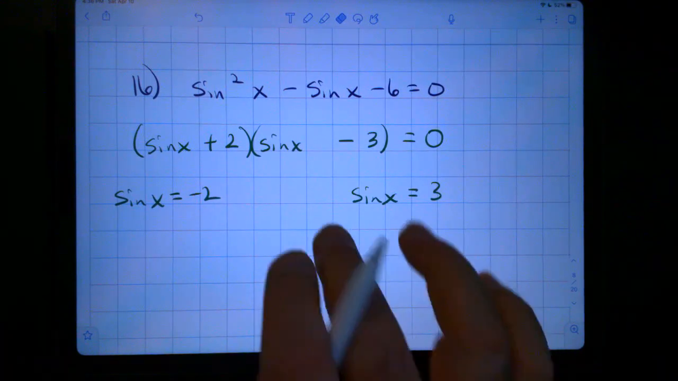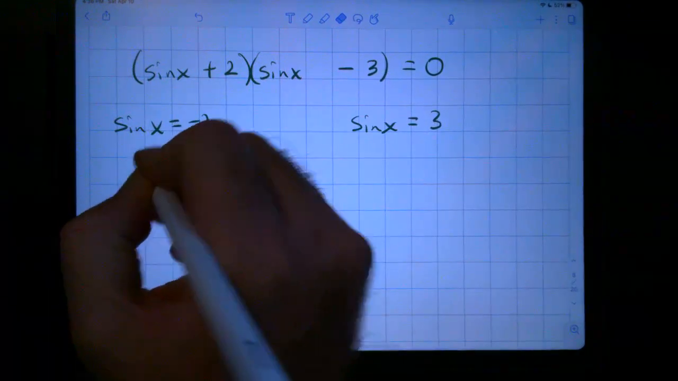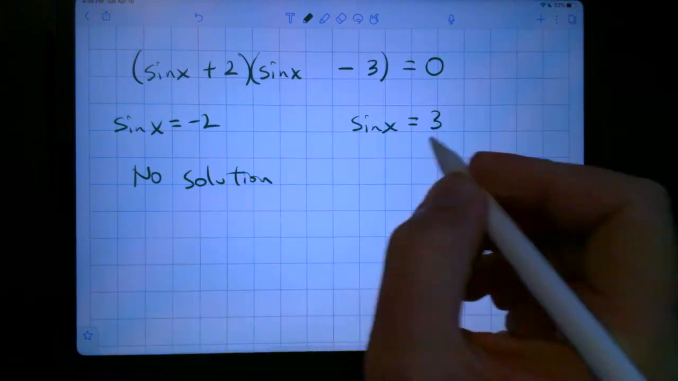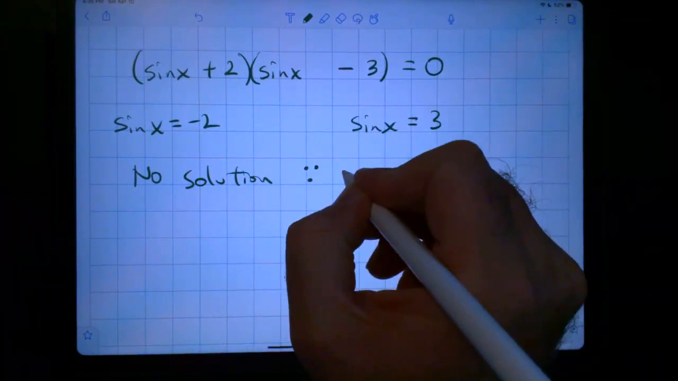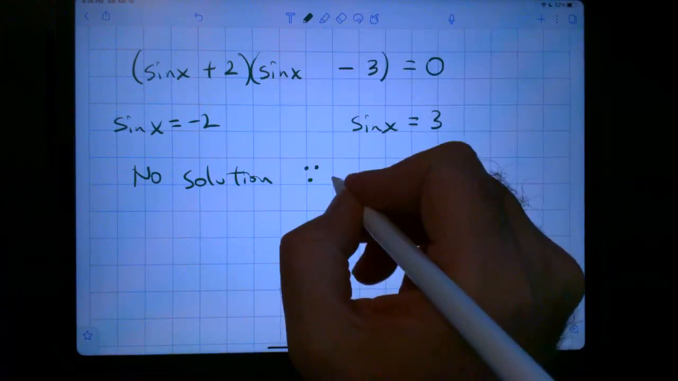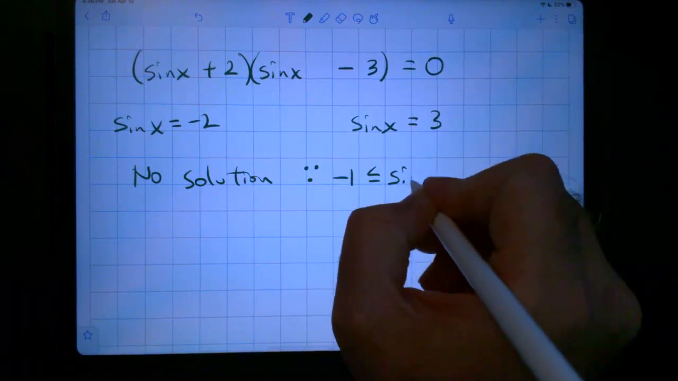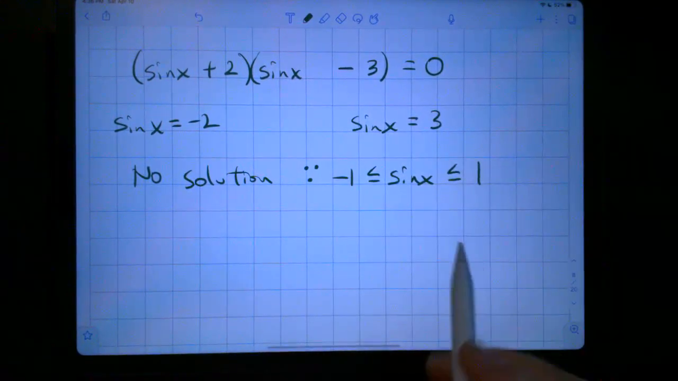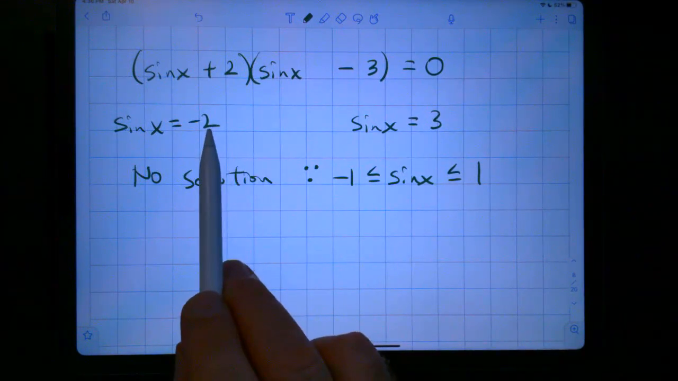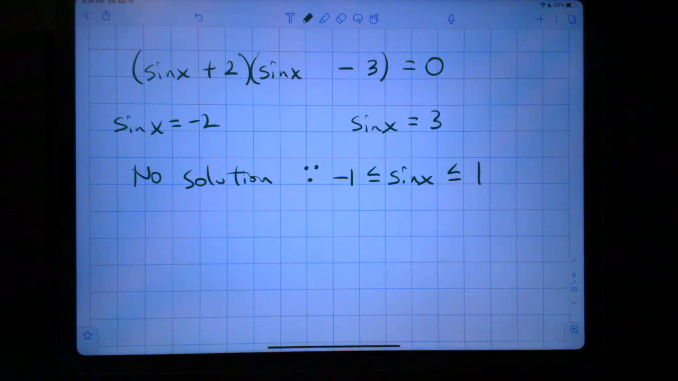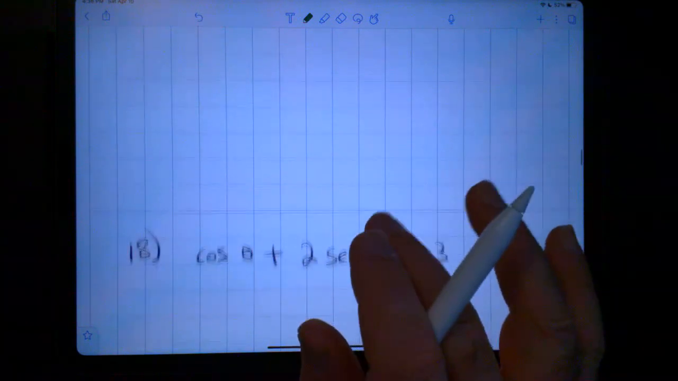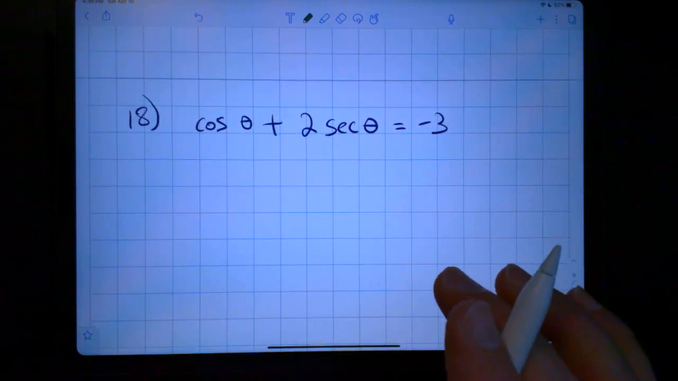And this one has no solution. And that's because sine of x has to be in between positive 1 and negative 1. So this is too small and this is too big. Okay.